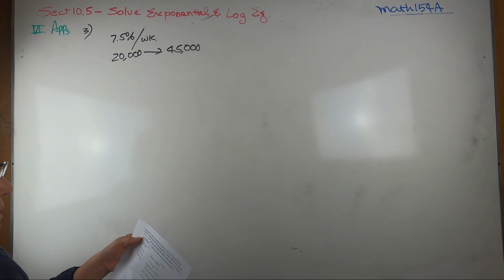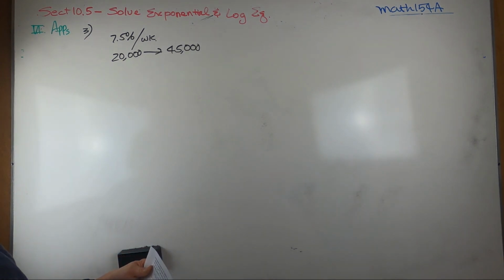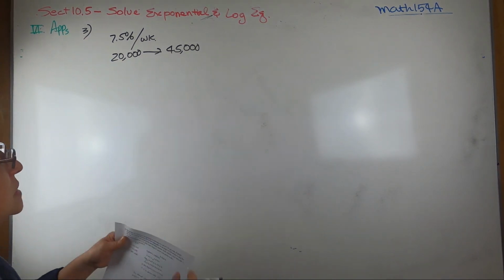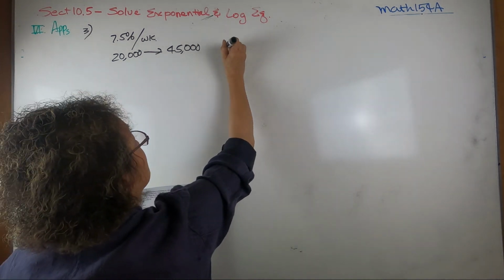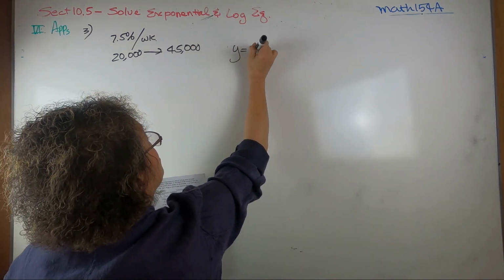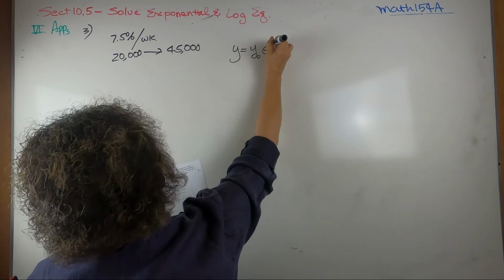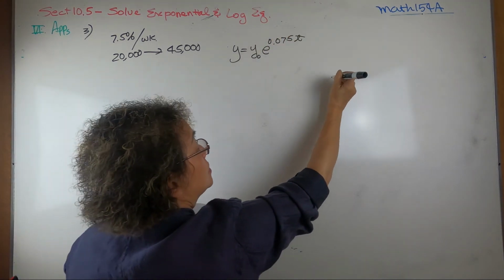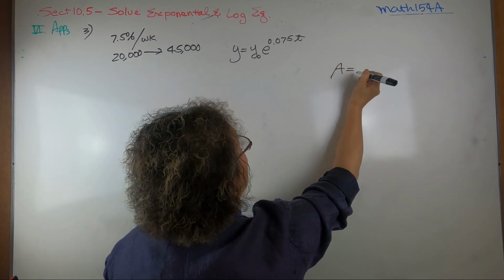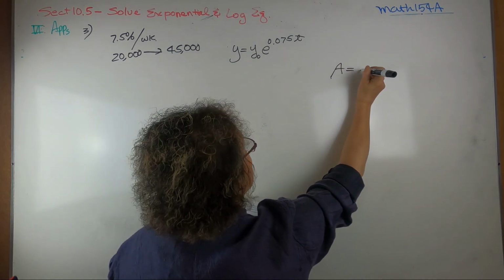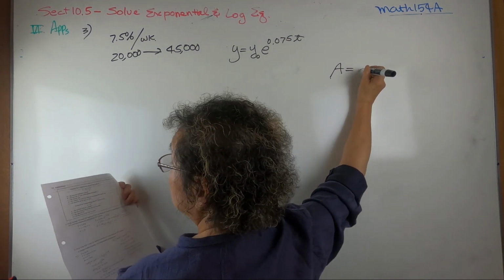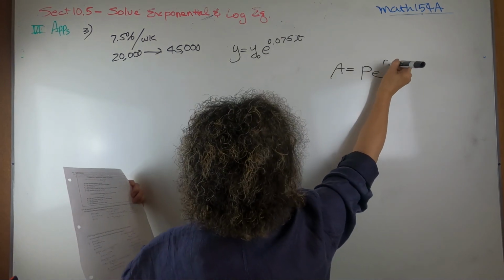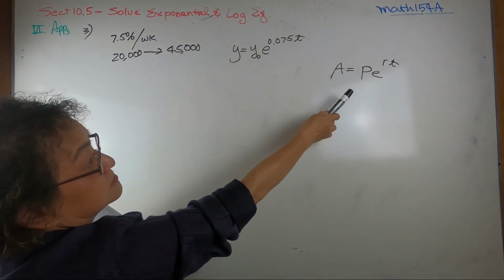So, what do you think? The growth, they say use this formula: Y equals Y sub 0 e to the 0.075 t. It's like our continuous compounding, A equals P e to the rt. It seems similar to that.